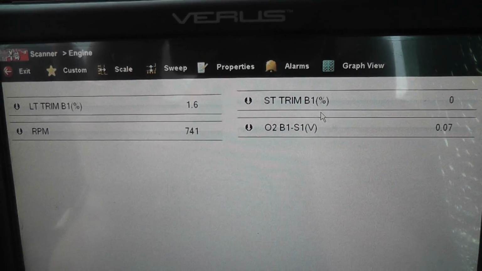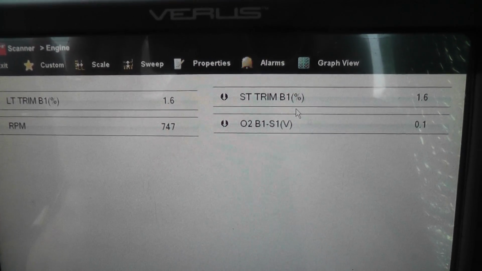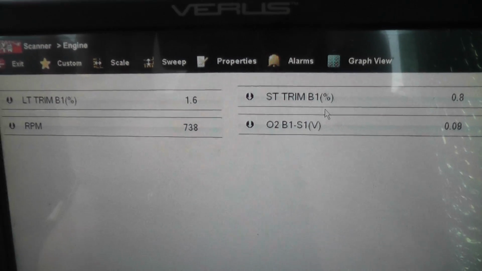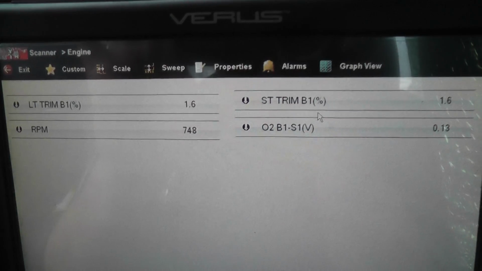Okay, we're looking at short-term, long-term fuel trim on the top. Bottom left is RPM, bottom right is my bank 1 sensor 1 O2. You see the O2 is fluctuating. I don't have this in graph mode. I got a pretty bad reflection, so we're gonna do the best we can here.